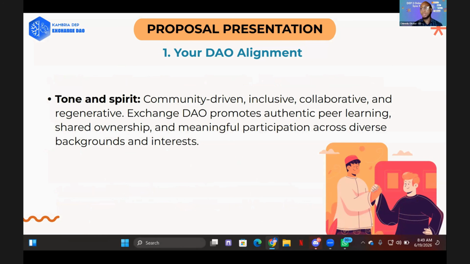Now, the tone and spirit will be community driven. Since we are a DAO, which is a community, it's going to be inclusive, both the internal team and the external participants. It's going to be collaborative and most of all regenerative. So Exchange DAO promotes peer-to-peer shared ownership, authentic peer learning, and meaningful participation.